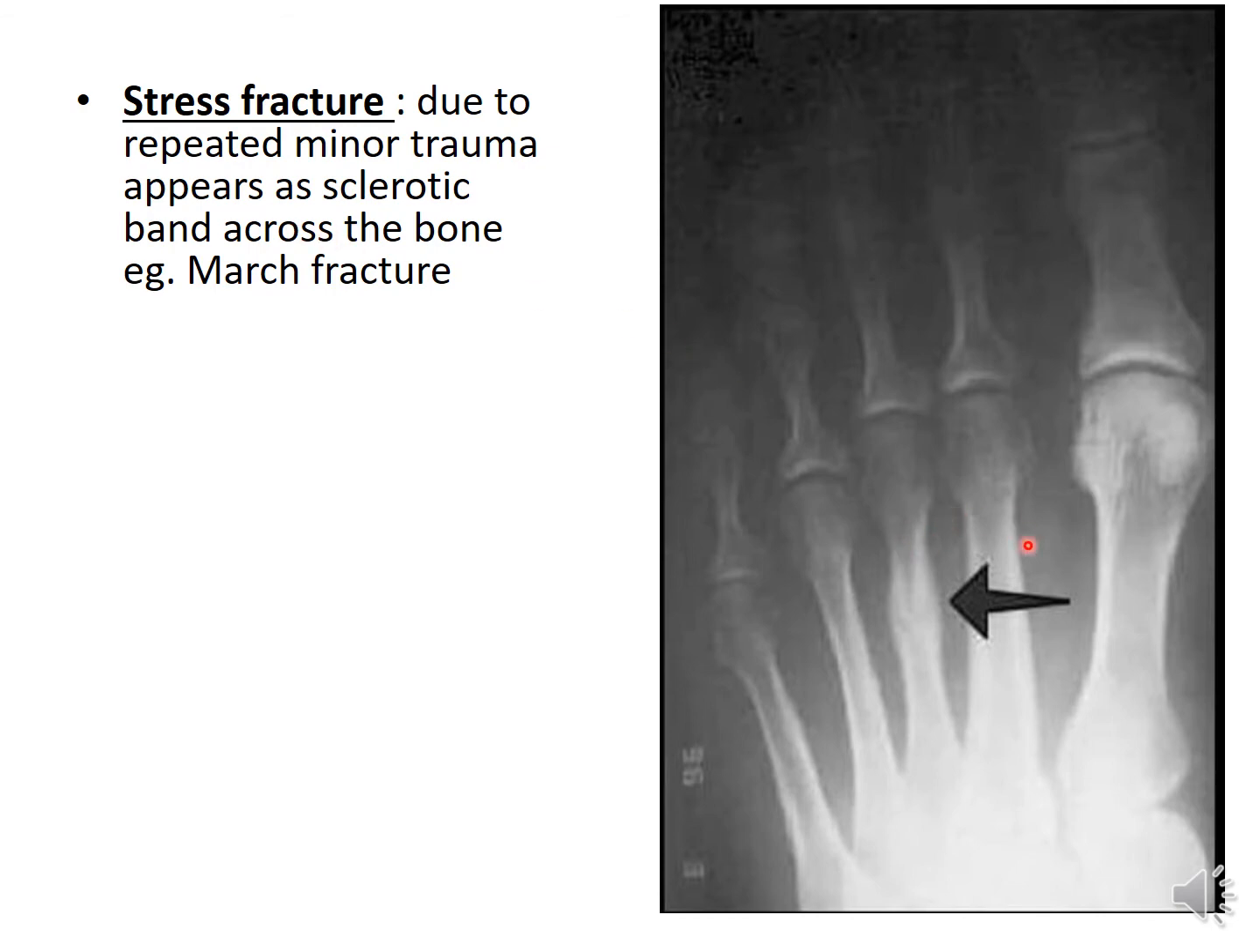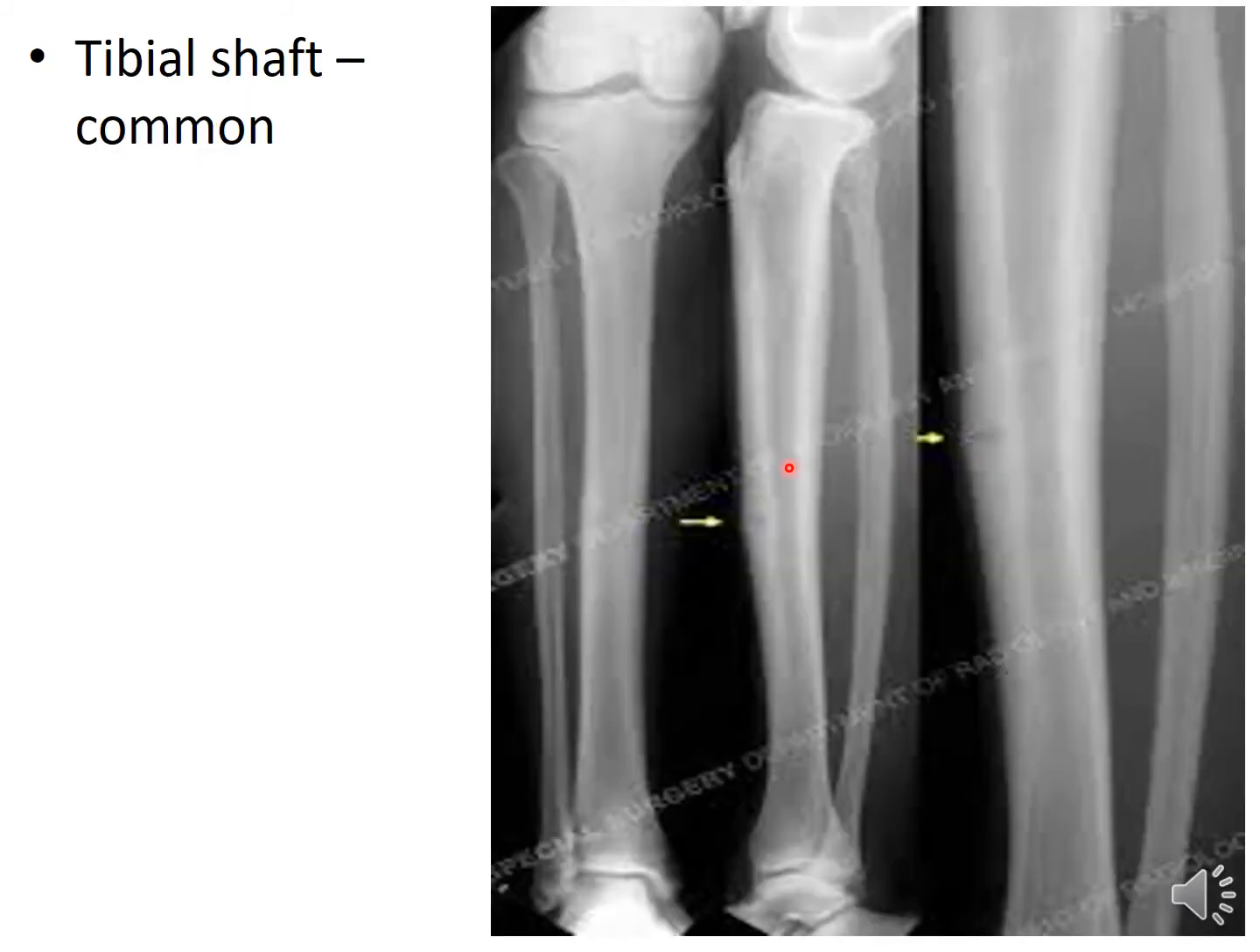Here we can see there is a sclerotic band which is seen in the third metatarsal. So this is the March fracture. Then the next most common site is the tibia. Here we can see the lateral aspect of the shaft of the tibia. It gets displaced. Displaced means there is a break in the continuity of the cortex. We can see the fracture.